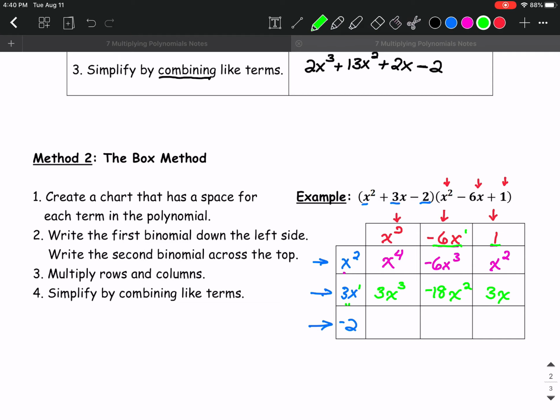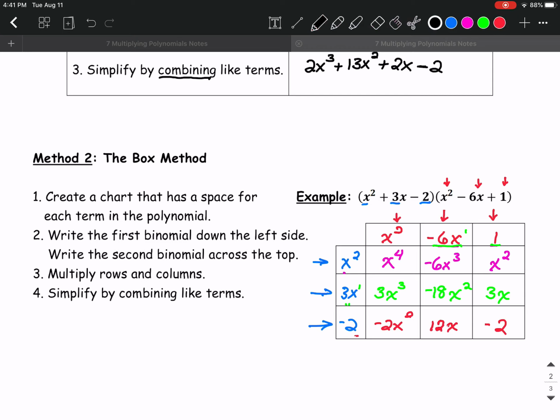All right, last row here. Negative 2 times x squared is just negative 2x squared. Negative 2 times negative 6x, negative times a negative is a positive. 2 times 6 is 12, and we keep the x. And finally, negative 2 times 1 is negative 2.